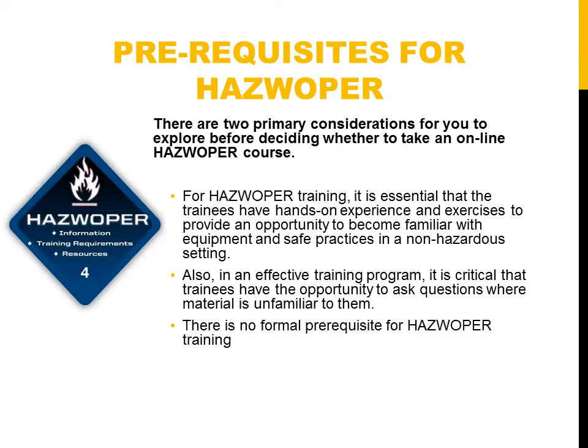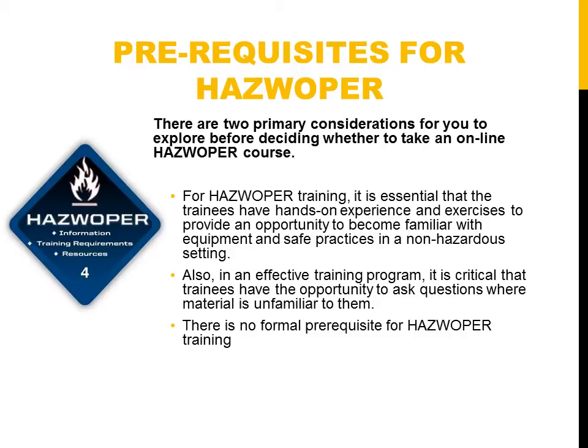Prerequisites for Hazwoper. There are two primary considerations for you to explore before deciding whether to take an online Hazwoper course. For Hazwoper training, it is essential that the trainees have hands-on experience and exercises to provide an opportunity to become familiar with the equipment and safe practices in a non-hazardous setting. The purpose of the hands-on training is twofold. First, to ensure that workers have the opportunity to learn by practical experience, and second, to assess whether workers have mastered the necessary skills. You need to know how this hands-on training will be provided.